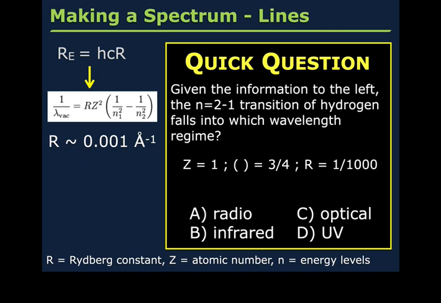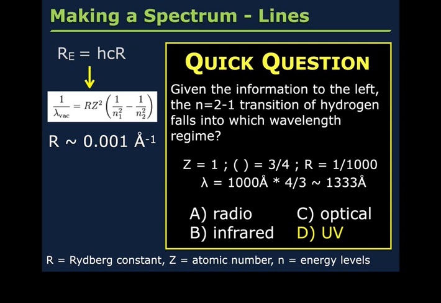So we can work this out. Z is just equal to 1. That thing in parentheses, 1 over n sub 1 squared minus 1 over n sub 2 squared, comes out to 3/4, and R is 1 over 1,000. So lambda here comes out to 1,000 angstroms times 4/3, or about 1,333 angstroms. From our electromagnetic spectrum, we know that that's a pretty short wavelength, and that winds up corresponding to the ultraviolet regime. So the 2-to-1 transition of hydrogen would show up as either an absorption line or an emission line in the ultraviolet spectrum of a star or a galaxy or whatever you're studying.